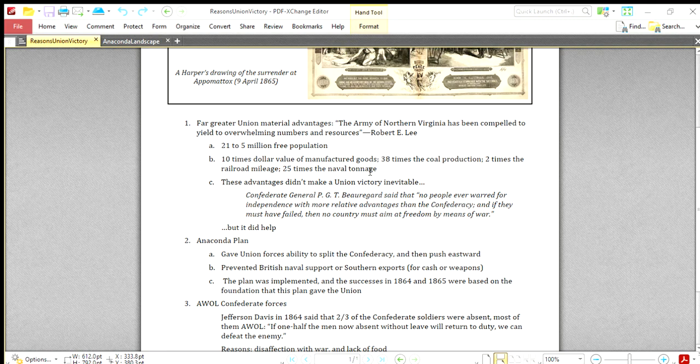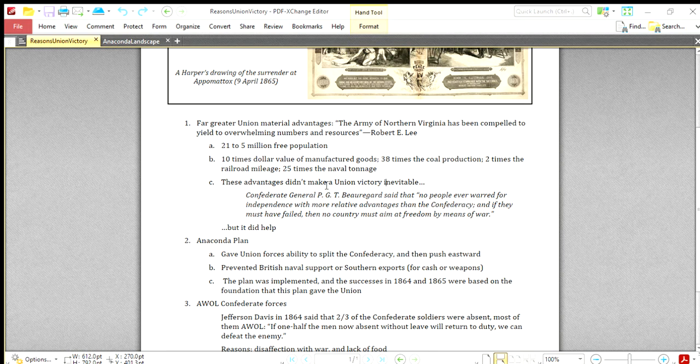Additionally, the Union had 38 times the coal production of the South. Now we tend to look at coal as a dirty fuel, and we hope to get fuel from other sources nowadays. But back then, coal was what powered factories. If you wanted a factory in the 1800s, it had to run on coal, or you wouldn't have a factory running at all. It was definitely needed for industry, and the Union had a lot more of that coal. The Union also had twice as much railroad track, and their navy was 25 times bigger.